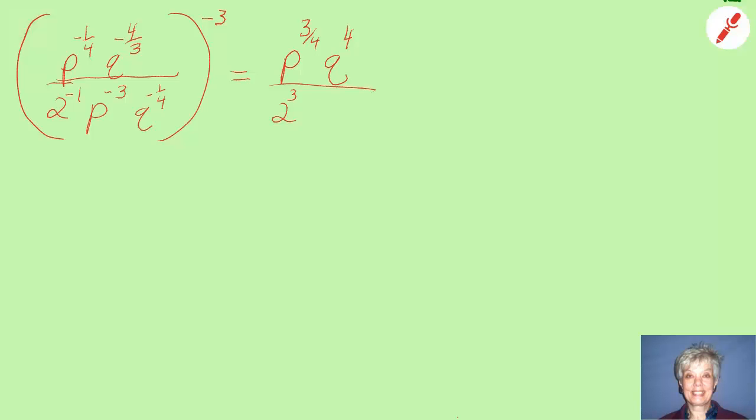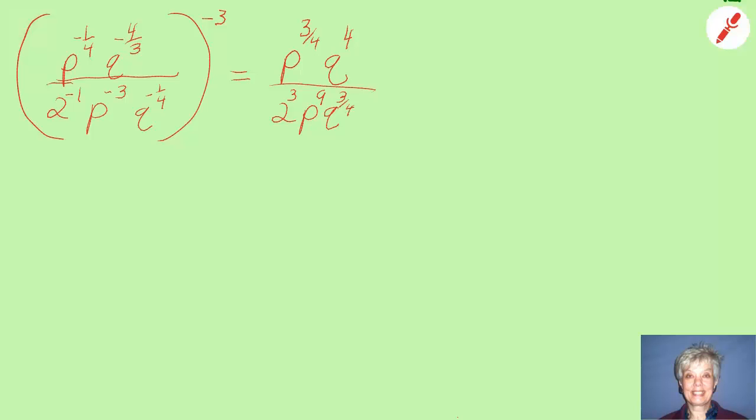Negative 3 times negative 3 is positive 9. So in the denominator, I'll have P to the positive 9. And negative 1/4 times negative 3 is positive 3/4. So I'll have Q to the positive 3/4.